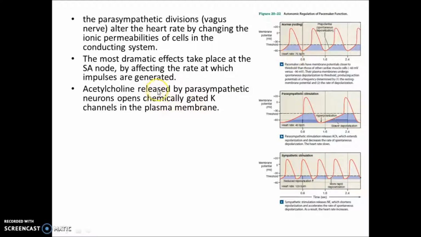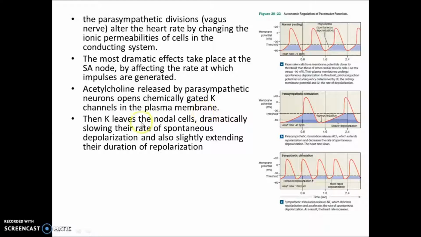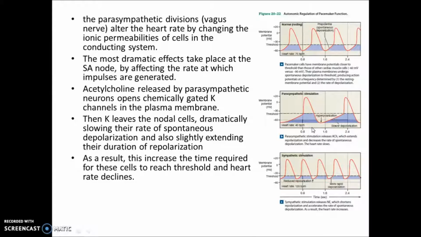When the acetylcholine released by parasympathetic neurons opens chemically gated potassium channels in the plasma membrane, potassium leaves the nodal cells, dramatically slowing their rate of spontaneous depolarization and also slightly extending their duration of repolarization, causing hyperpolarization. As a result, this increases the time required for these cells to reach threshold, and heart rate declines.